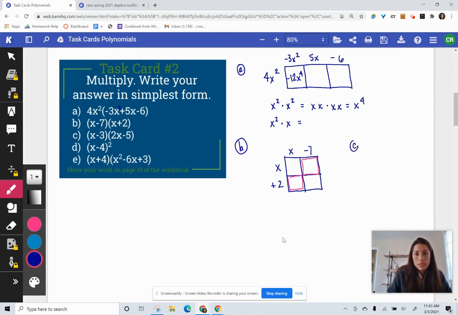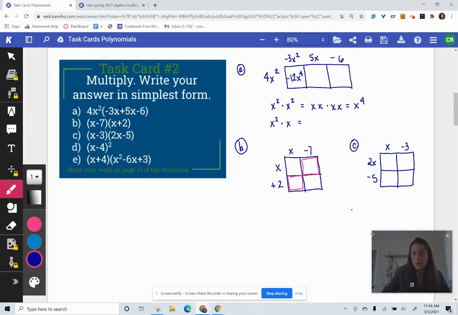On question C, you're going to do the same thing. Set up a generic rectangle, 2 by 2. We've got x minus 3 as one factor, and we've got 2x plus minus 5 as the other. And again, just a reminder that you're going to combine like terms. So you should have 3 terms, a trinomial, when you're done with that problem.